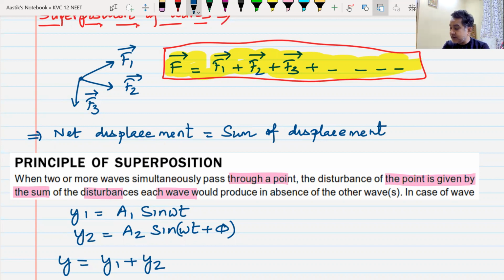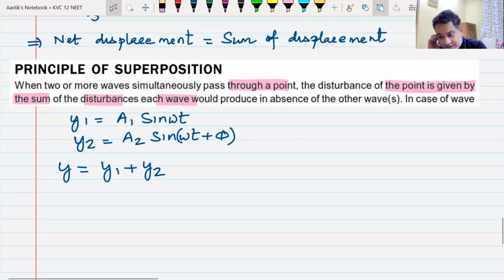I hope all of you are noting this down. Yes, sir. Net displacement of any particle when two or more waves are traveling is the sum of displacement of the individual waves. This principle is known as the principle of superposition of waves, and it is similar to the principle of superposition of forces. I will give you 2 minutes to note it down.